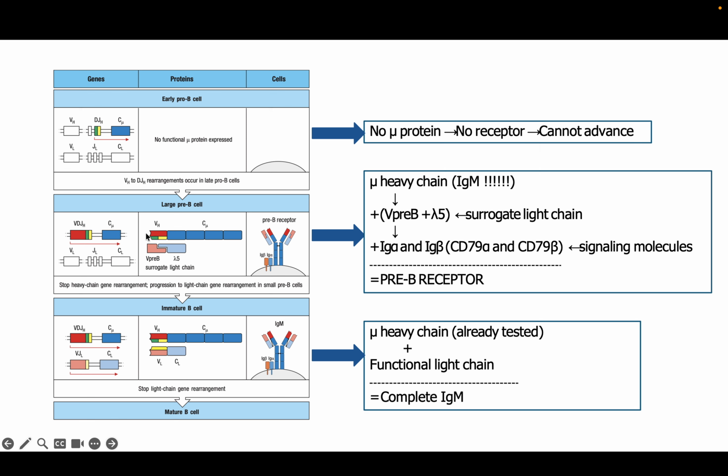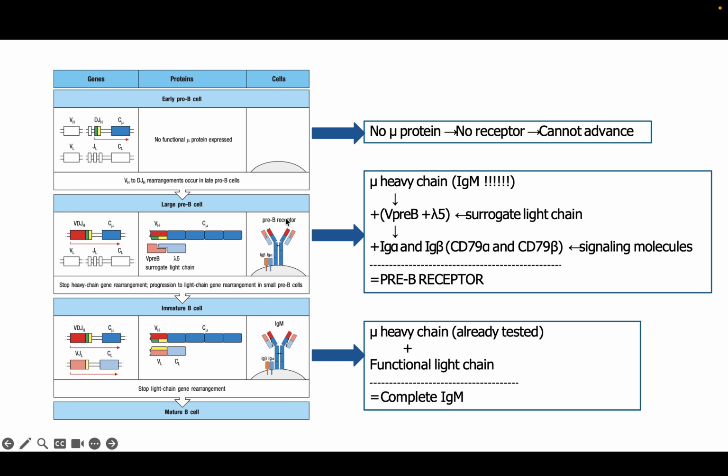So once you have your heavy chain, what we do is we create a surrogate light chain. This is your pre-light chain that's going to bind to your heavy chain, and you're going to create your pre-B cell receptor. This pre-B cell receptor is perfect. You can add it on the membrane of a B cell. But the issue with this one is that even if it binds to an antigen, it doesn't have any signaling capacity. It's not able to signal anything to your cell.